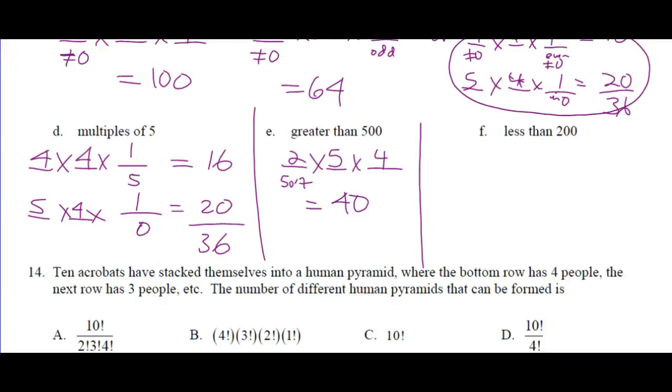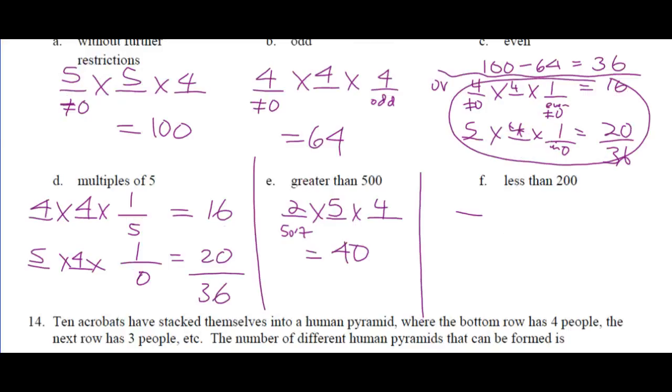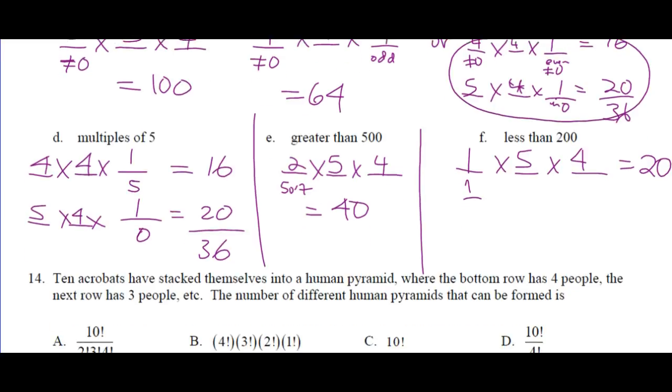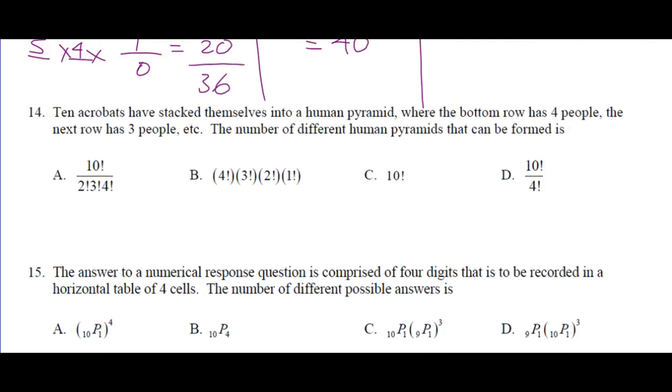Less than 200. Of course, the number can be... So the first digit has to be a 1. Yeah, can't be 0, right? First digit has to be a 1. There's only 1, and then 5, 4, 20. Okay, 20 ones. Whoa. Oh, wait, multiple choice. Woohoo, you just have to pick an answer.